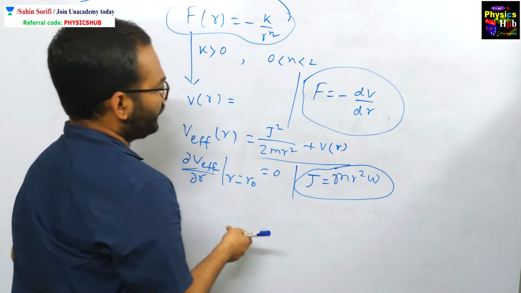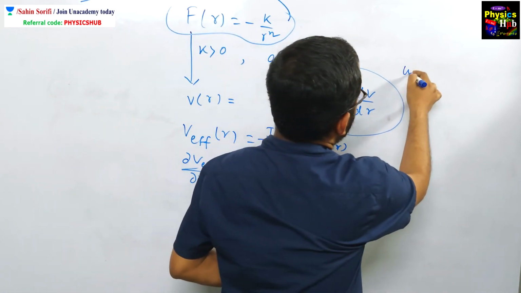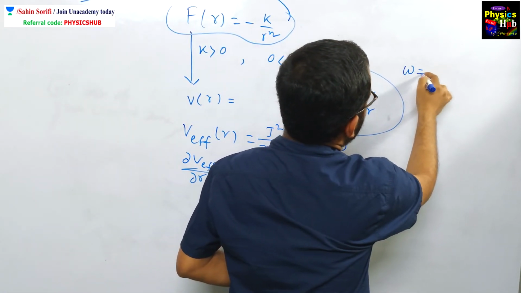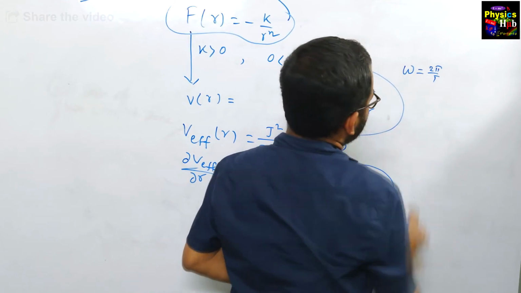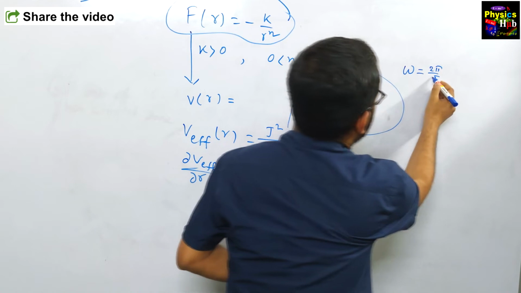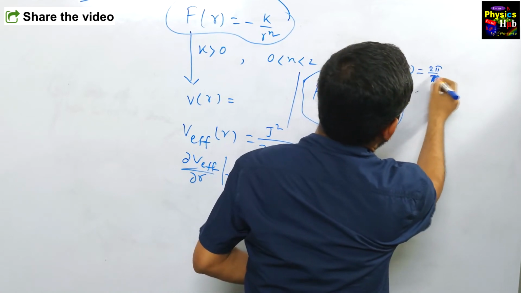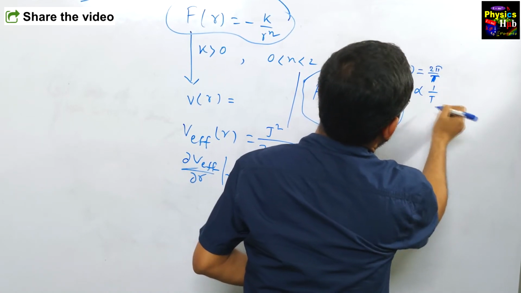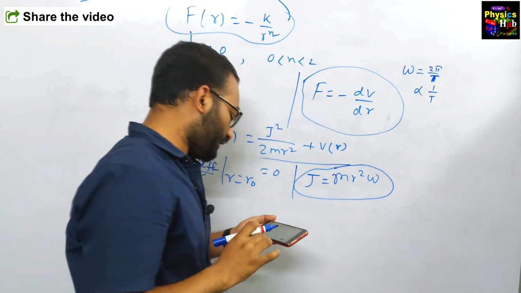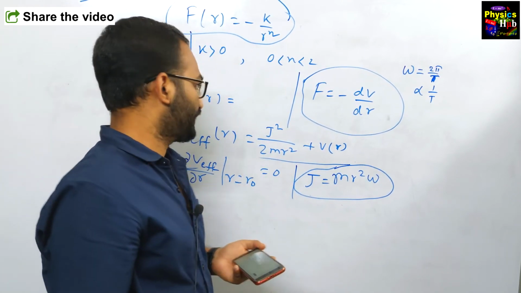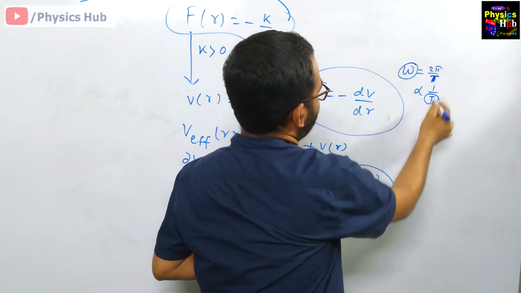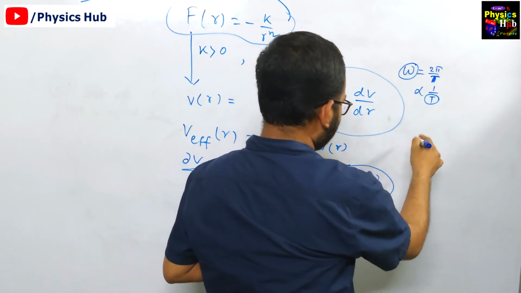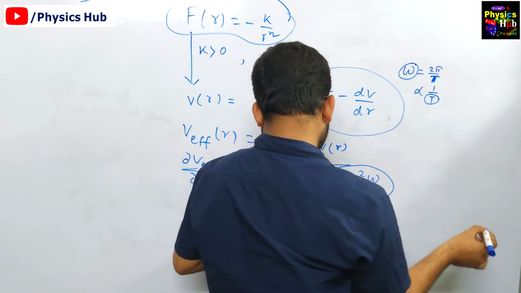Once you get omega, you can easily relate it to t, because omega = 2 pi by t, which means omega is proportional to 1 upon t. And in the question you are asked to find the dependency on t. So once you get the dependency of omega, you get the dependency on t, and for 2 radii you will get, so let me just give you the result.